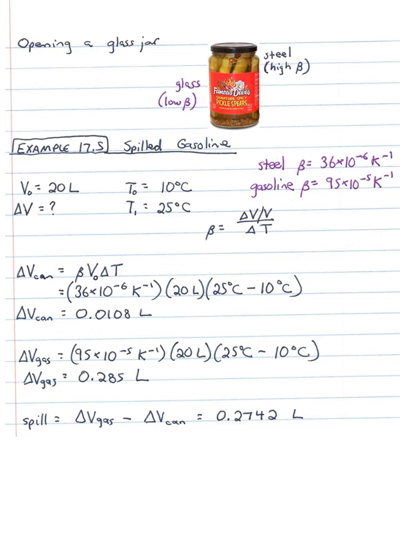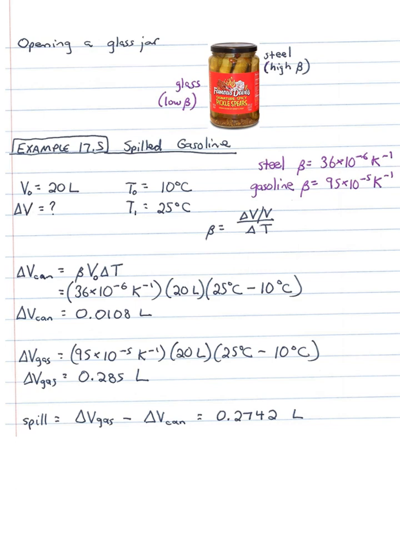Let's look at an example in the book. A few minutes ago, I was talking about spilling gasoline and why we shouldn't fill our gasoline tanks to the very top. Let's look at example 17.5. Spilled gasoline. It says a steel gas can holds 20 liters. Okay, so about 4 liters per gallon. We're talking about 5 gallons there at 10 degrees Celsius. It's filled to the brim with gas at 10 degrees Celsius. If the temperature now increases to 25 degrees Celsius, by how much does the can's volume increase? How much gas spills out?